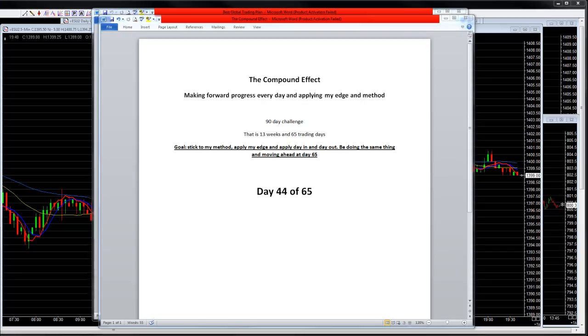This is day 44 of the 65 of the compound effect, making forward progress every day, applying my edge and method. So the goal of the compound effect is to stick really tight to the method approach, or create a very systematic approach to the market where it's all about the model, and I'm just acting there as a third party, basically placing the trades.